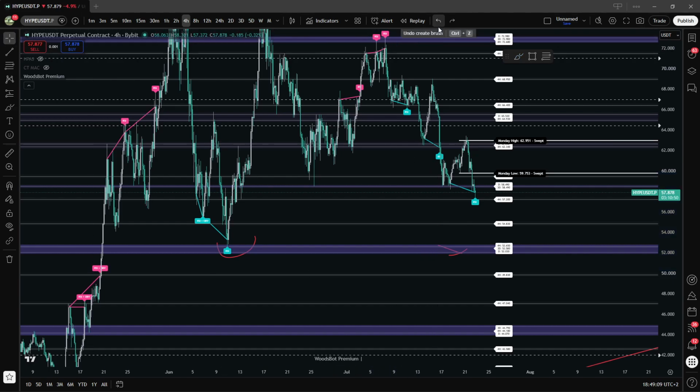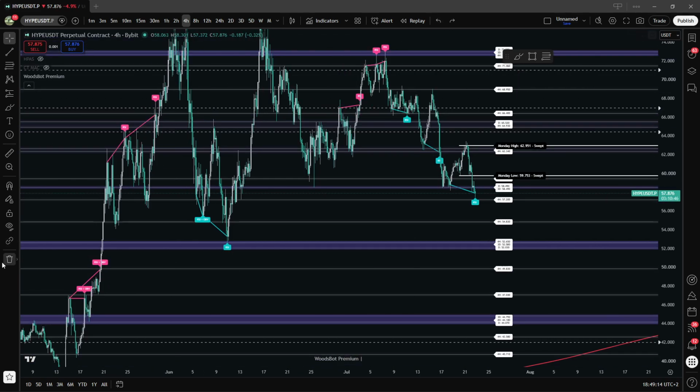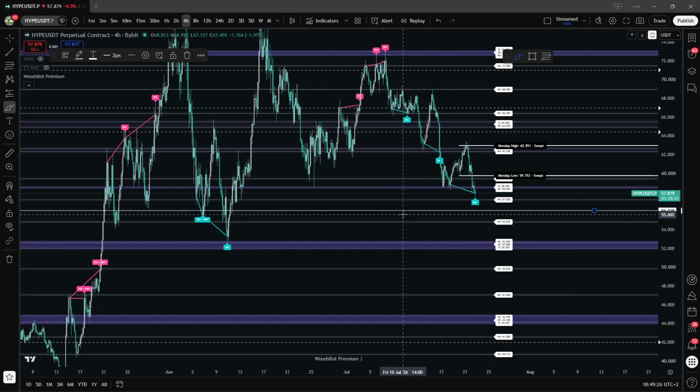Because you would need to catch this perfectly if you are trading HYPE, right? If your entry is around 56, which is right here, so this would be an entry if you trade around 56. What is your invalidation, right? Your invalidation would be below this low.